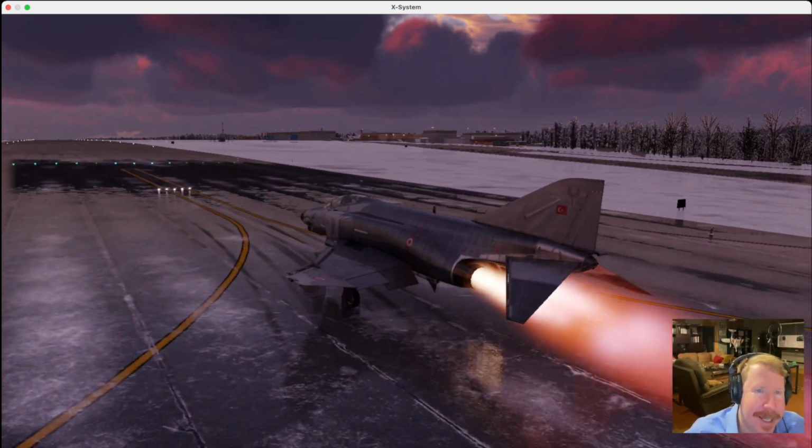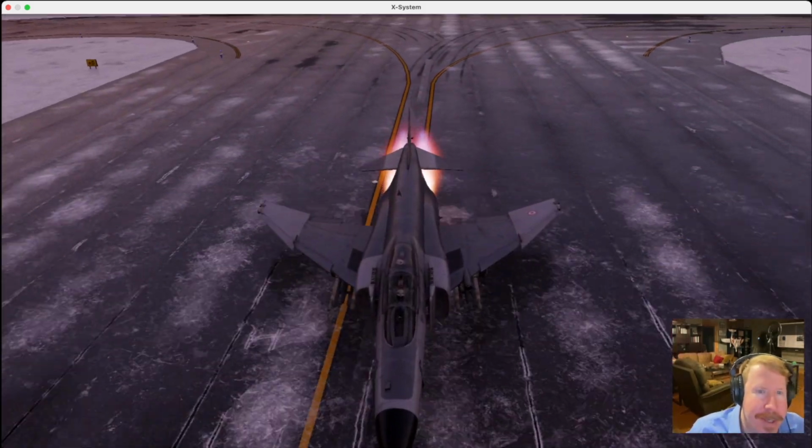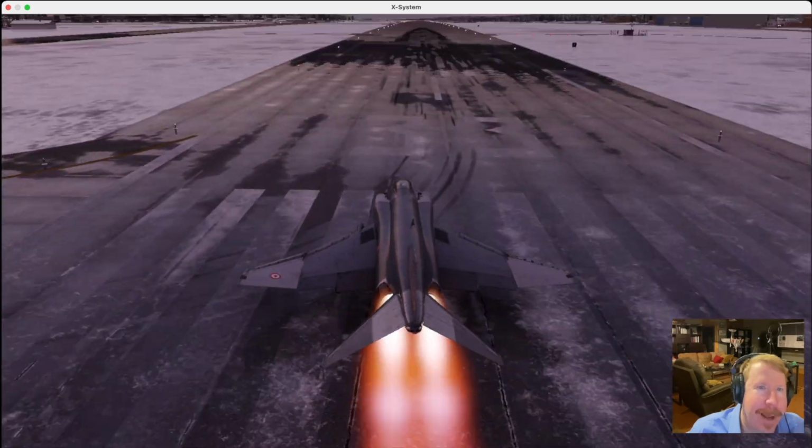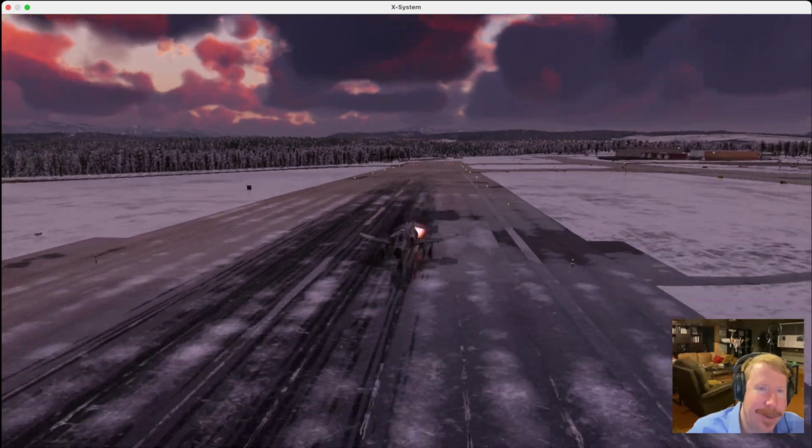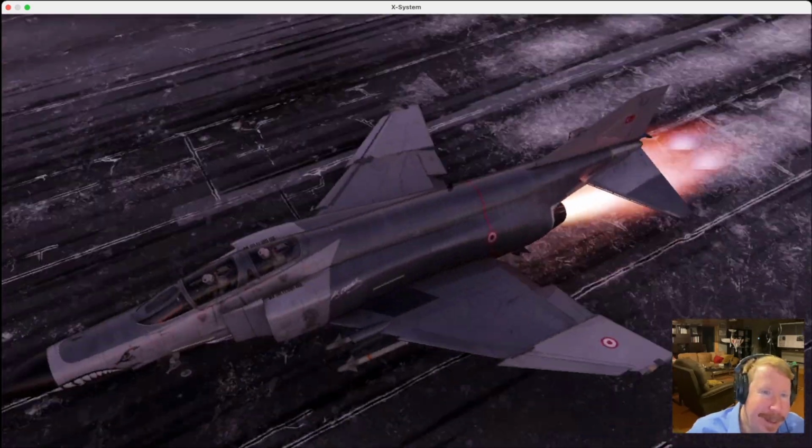Yeehaw! Oh my gosh, it doesn't matter what you do with the brakes in this airplane on an icy runway. Brakes don't matter. Yeah.